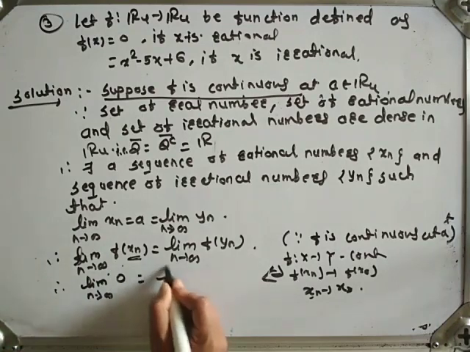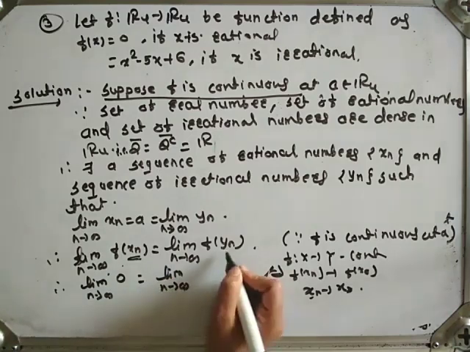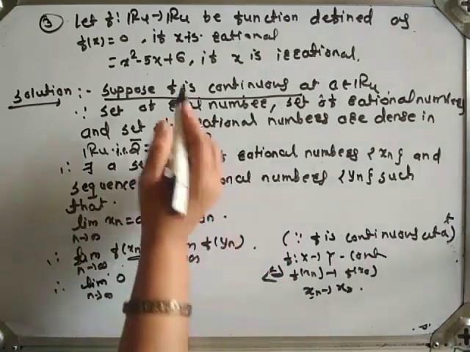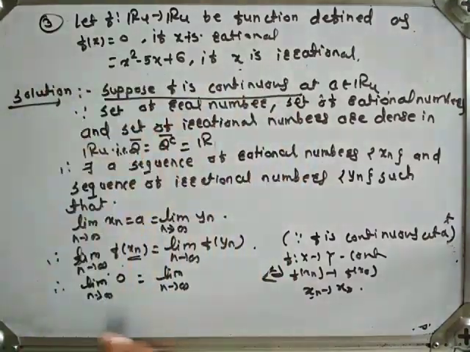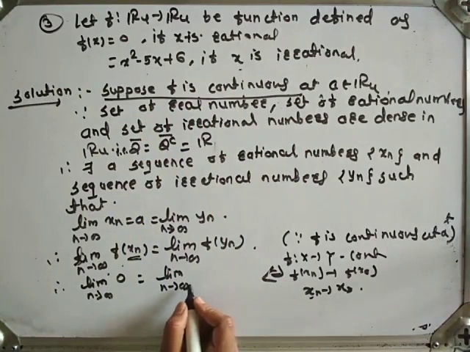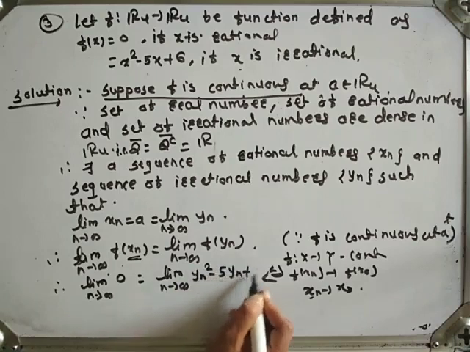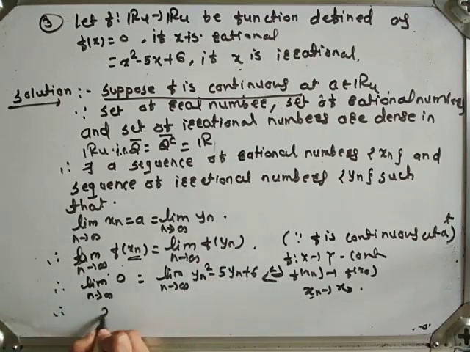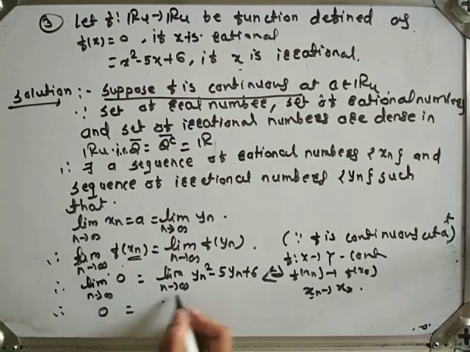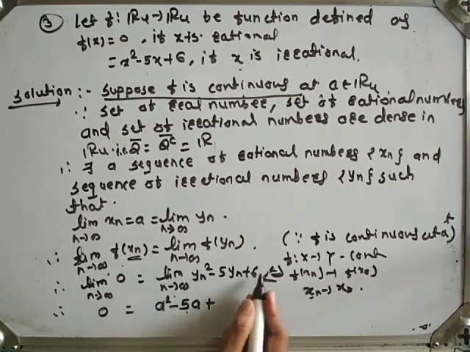Which is equal to limit as n tends to infinity of f of yn. yn is a sequence of irrational numbers. When x is irrational, f of x is equal to x squared minus 5x plus 6. So here it is yn squared minus 5yn plus 6. So limit of 0 is 0, which is equal to limit of yn squared, and limit of yn is a, so a squared minus 5 into limit of yn, which is a, plus 6 is constant, so limit of the constant is constant.